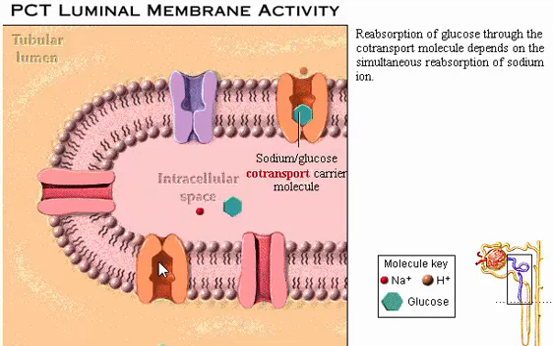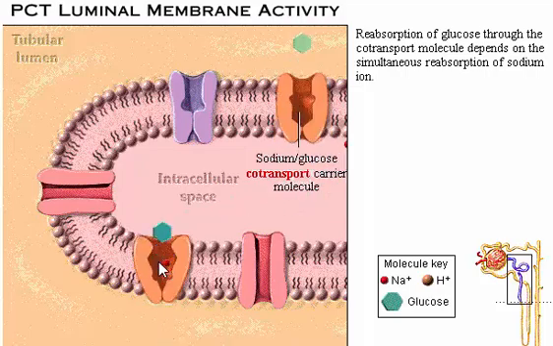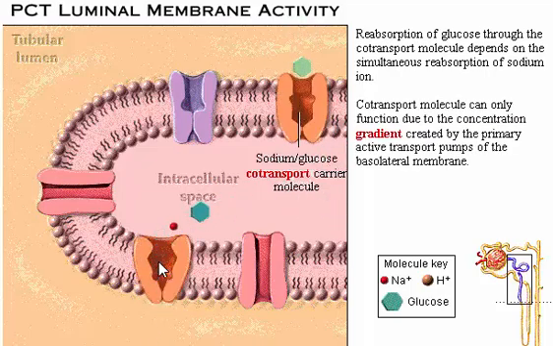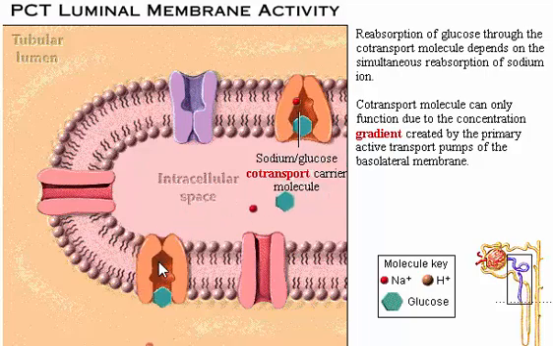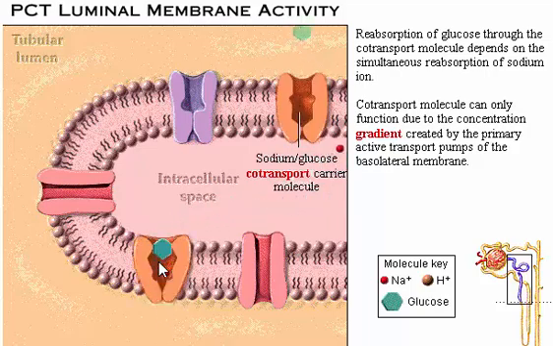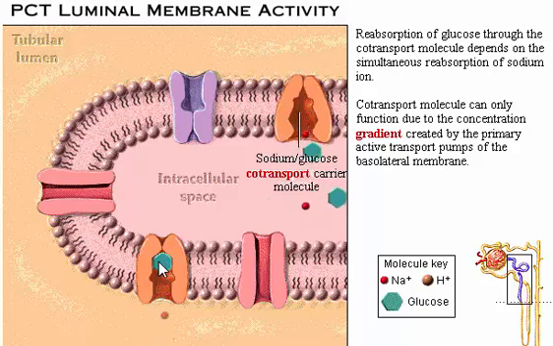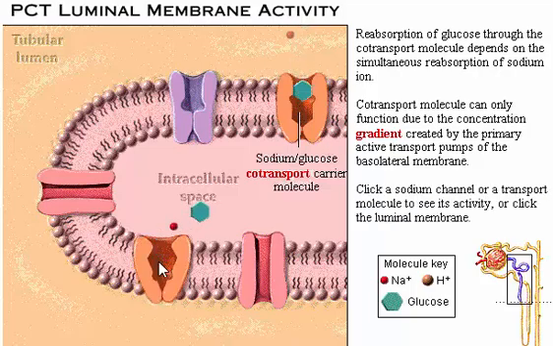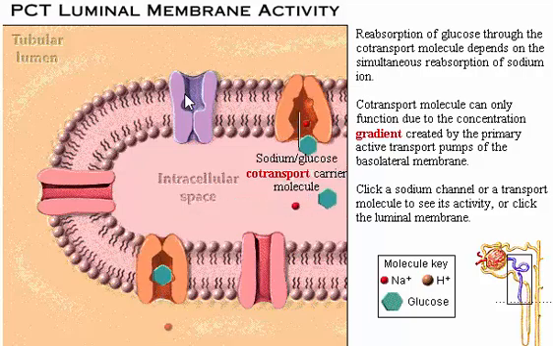The cotransport or symport carrier molecules carry both sodium and glucose into the cell. The reabsorption of glucose depends on the movement of a sodium ion down its concentration gradient from high extracellular to low intracellular concentrations. This is an example of secondary active transport. Glucose now moves down its concentration gradient to the basolateral membrane, where it is transported into the interstitium by facilitated diffusion, as seen previously. Now click a sodium channel or a transport molecule to see its activity, or click the luminal membrane.